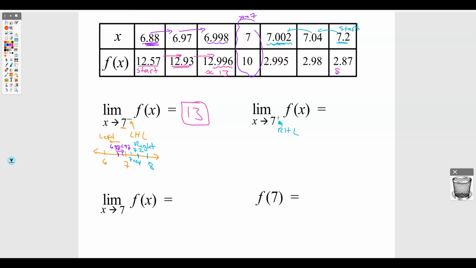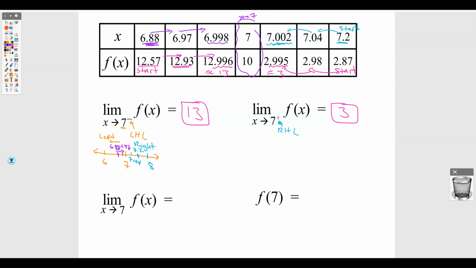And then what are we doing with the y values? So we start right here, 2.87, 2.98, 2.995. What are we starting to get really, really close to? The number 3. So my right-hand limit would be the number 3.